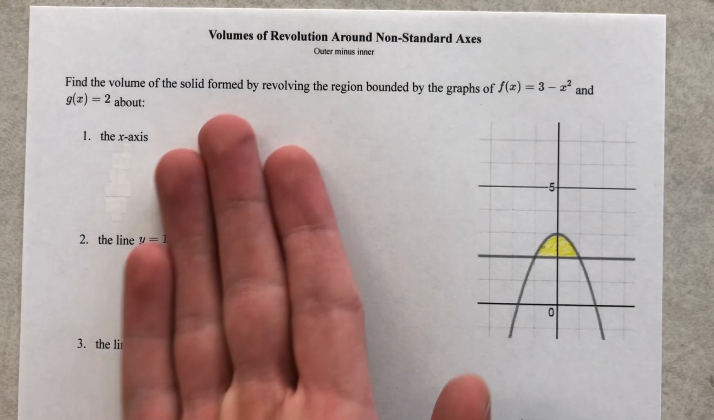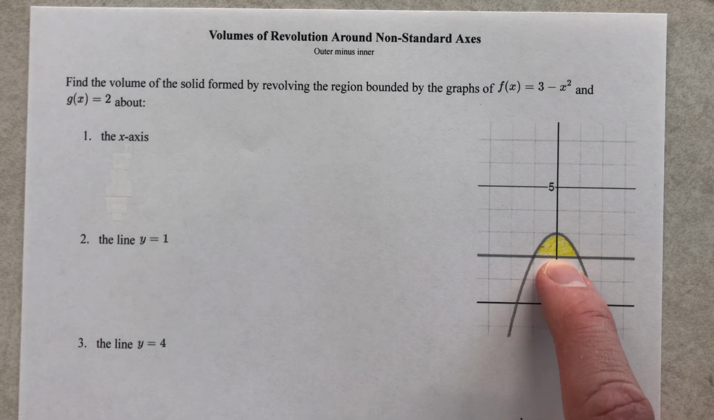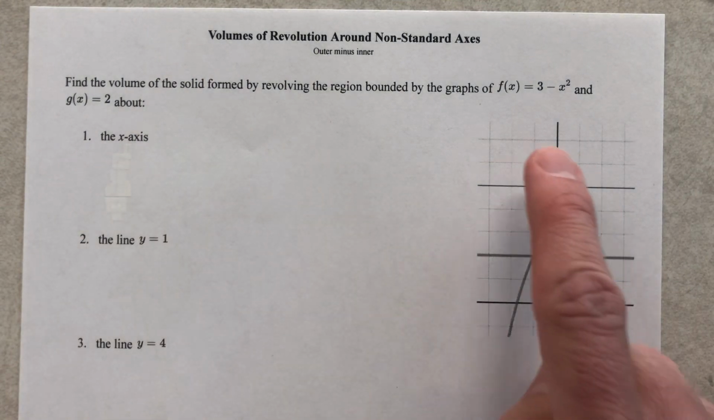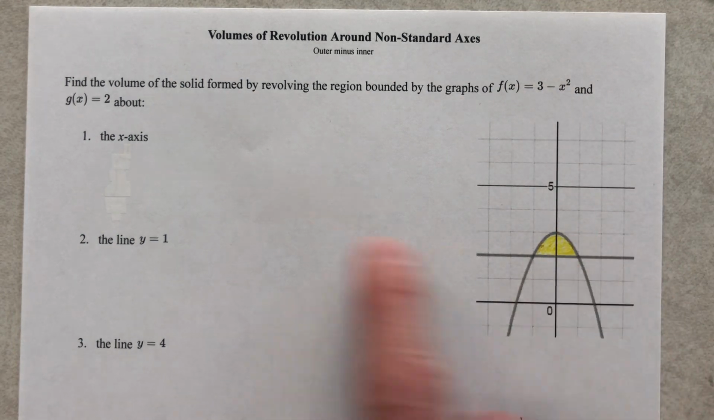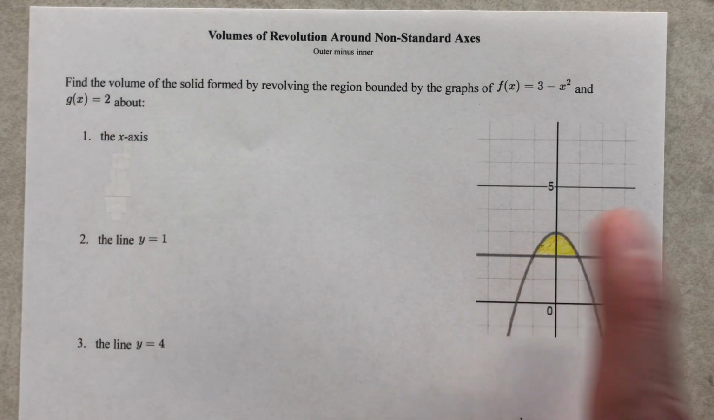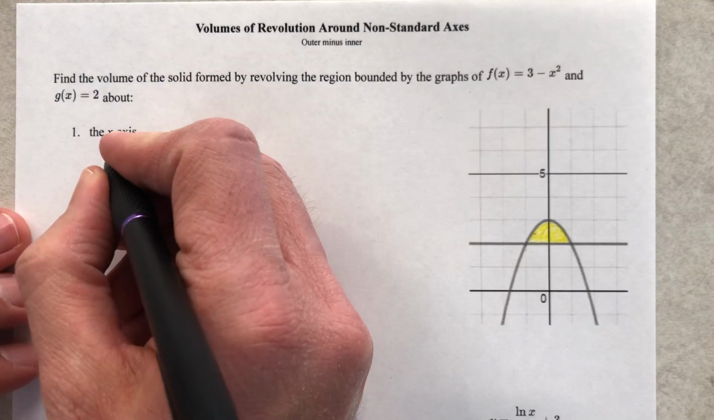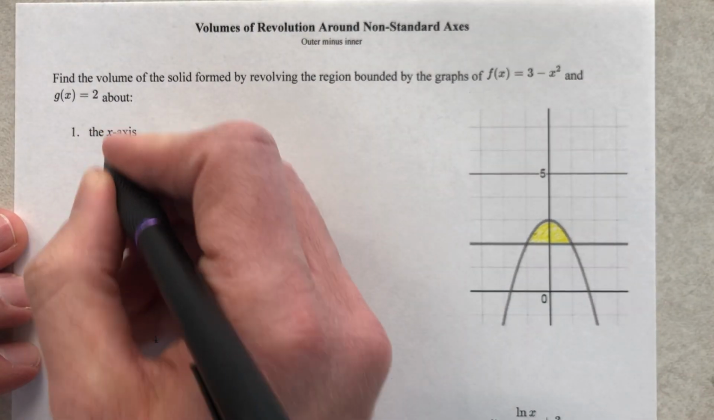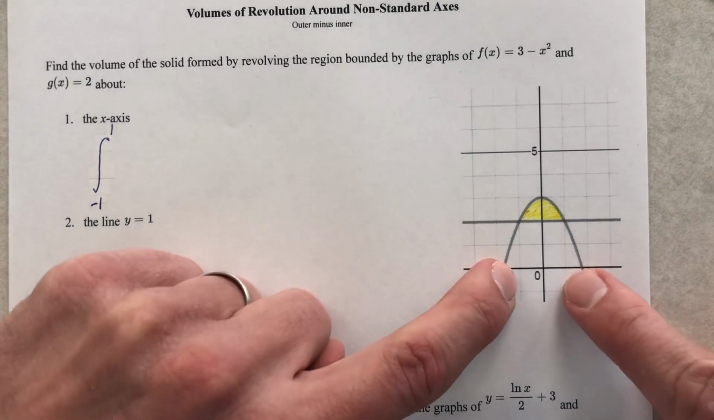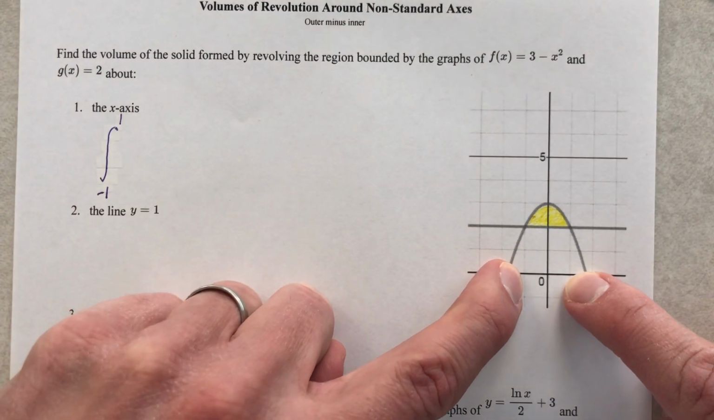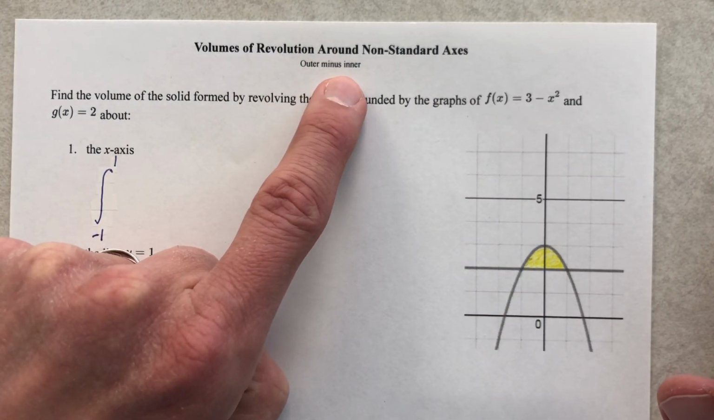We're going to find the volume of the solid formed by revolving that shape, which I've already highlighted, around the x-axis. It's the shape bounded by the graph of f of x, which is 3 minus x squared, and g of x, which is equal to 2. We take that and rotate it around, and as we do, we go from -1 to +1, because we're on the x-axis. And we're always going to do outer minus inner.